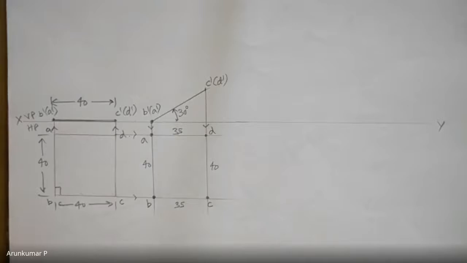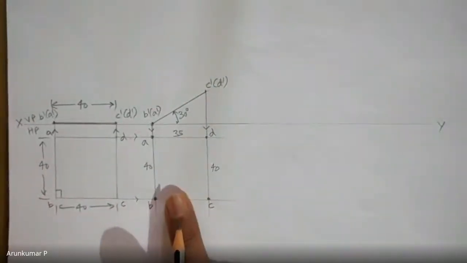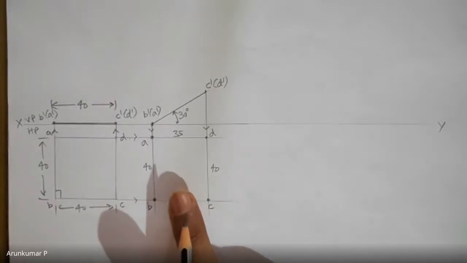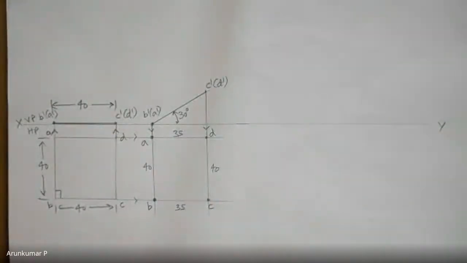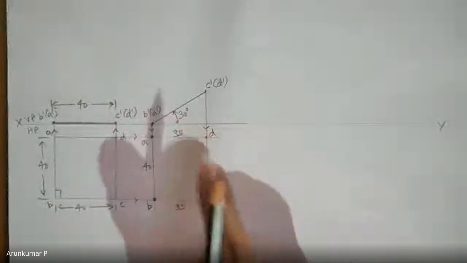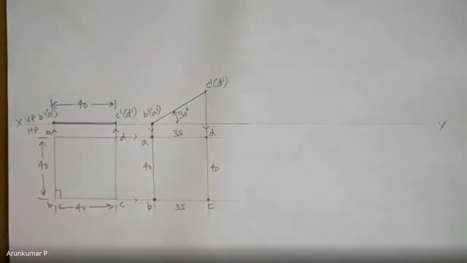So is this a square? The second step top view? No. It has become a rectangle in the second step top view, of 40 by 35 or 34. It has become a rectangle.